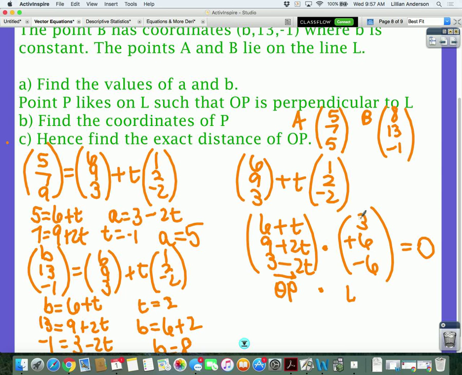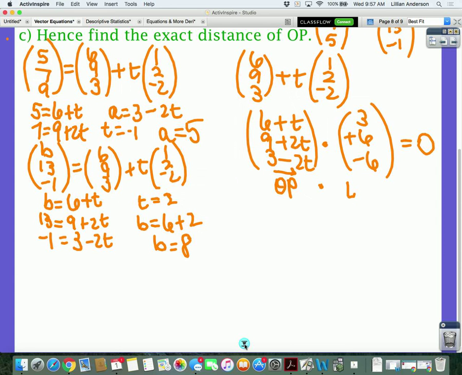So by performing the dot product here, we're going to multiply 6 plus T by 3, 9 plus 2T by 6, and 3 minus 2T by -6. All of these should equal 0 in order for them to be perpendicular. And what you have here is a linear equation that you can solve. So go ahead and distribute, solve for T.